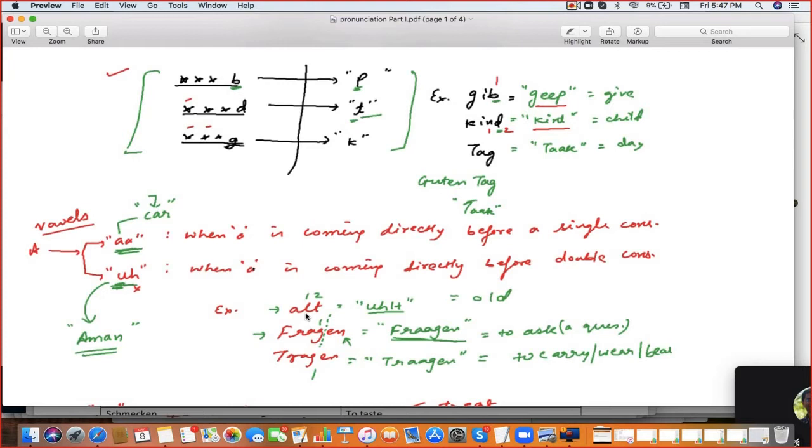The meaning is old, but right now we are not taking any meanings, so leave them. We'll just focus on the sound only. Then next one is F-R-A-G-E-N.